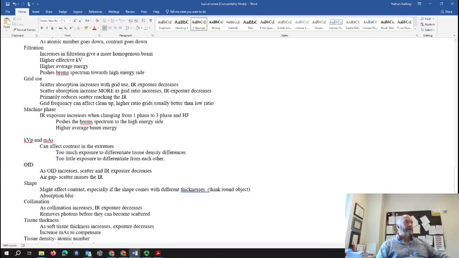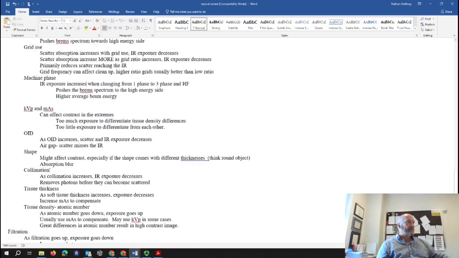So as OID changes, this is your air gap, like a lateral C-spine, the wide angle scatter that would strike the image receptor is going to miss it because it's coming off at a wide angle. It's going to miss your image receptor. That's your air gap technique. So it misses the image receptor, and therefore with an increase in OID, you can have a decrease in image receptor exposure.